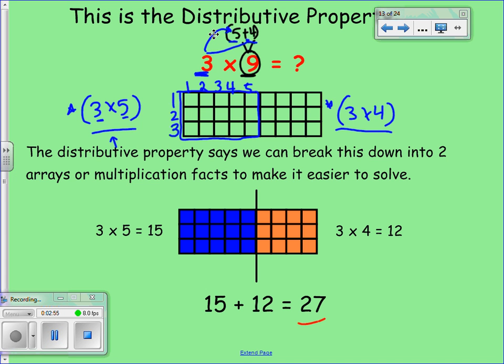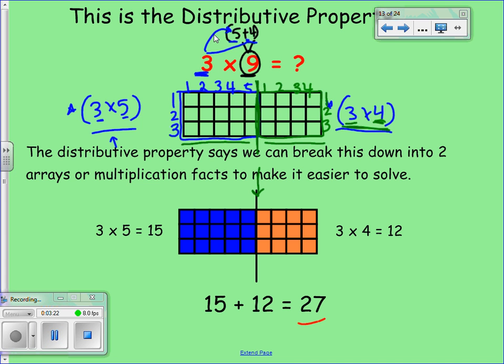Then I'm going to look at my next multiplication fact that was distributed, and that's 3 times 4. So I know again I need 3 rows, and I'm going to need 4 columns, and I'm going to go ahead and block that off. So now you've done, in fact, what the picture below has already shown. You have shown the array for 3 times 5. You've shown the array for 3 times 4.